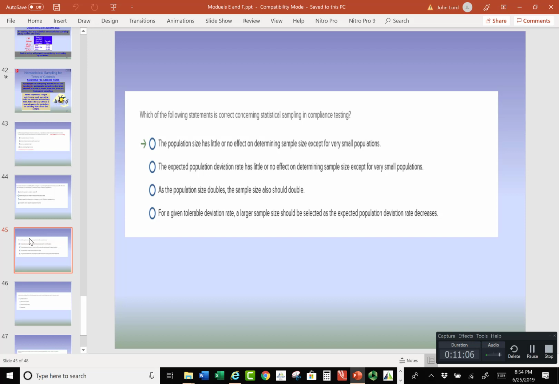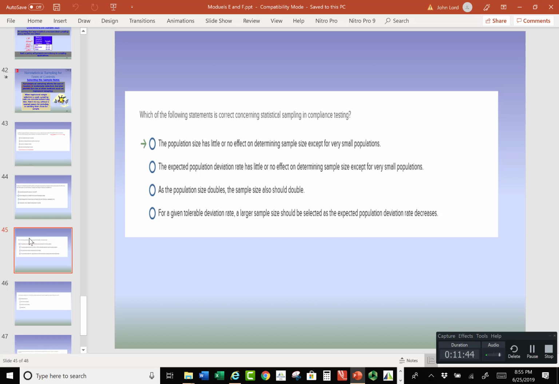Which of the following statements is correct concerning statistical sampling in compliance testing? Guys, consider compliance testing a synonymous term for control testing. Did they comply with the prescribed controls, essentially? So we take a look: the population size has little or no effect on determining sample sizes, except for very small populations. Isn't that what we said on the slide? For large populations, the population does not affect sample size.